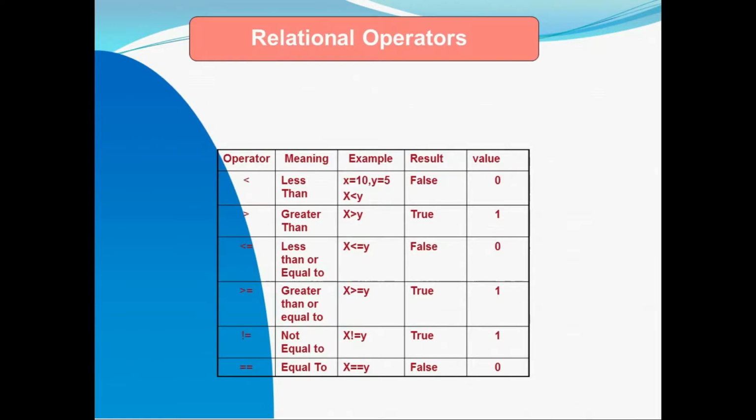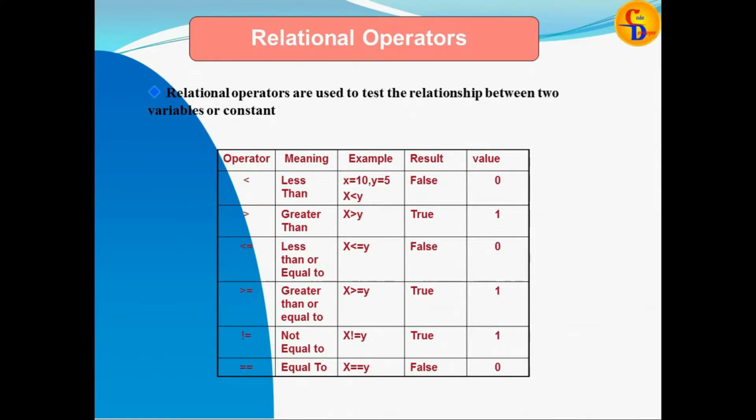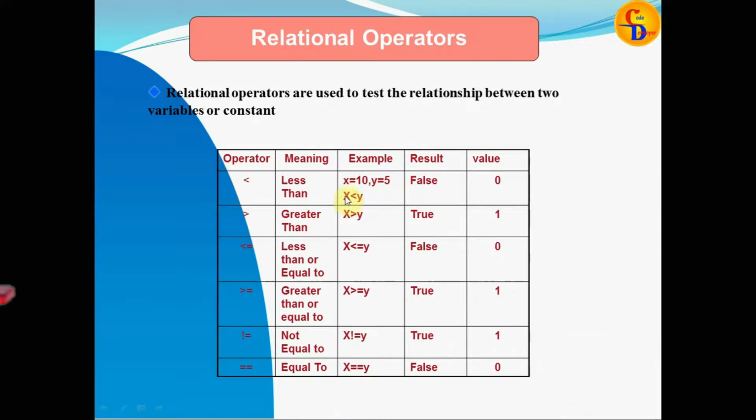Relational operator, a relation between two operands. We use it to check conditions. So there are operator symbols, then meaning, then examples. For example, less than operator, greater than operator, less than or equal to operator, greater than or equal to, not equal to, double equal to. For example, x equal to 10, y equal to 5.